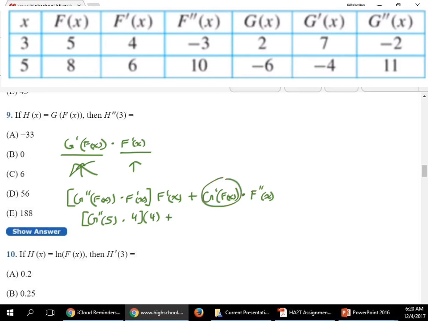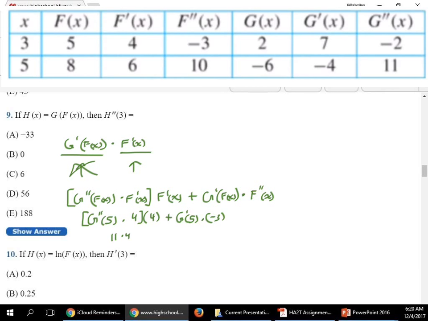And I have this g prime. We found this earlier, I think, but it's on my other screen. I can't get to it. So f of 3 is going to be 5. So we have g prime of 5. And we're going to multiply it times f double prime of 3. Ooh, something different. F double prime of 3 is negative 3. Now we have g double prime of 5, which is 11. So I'm going to put 11 right here.